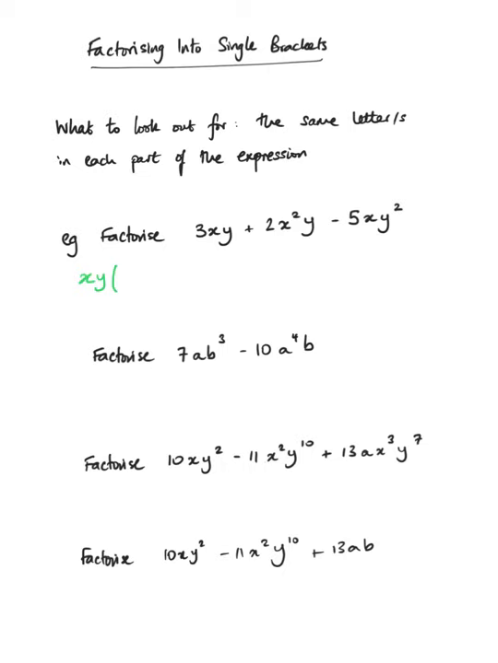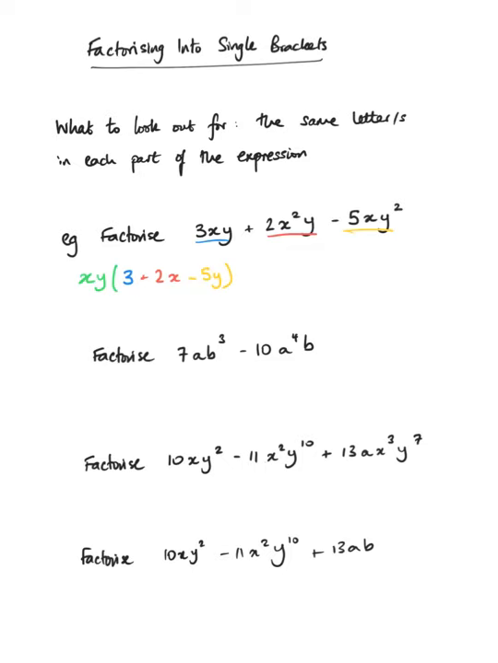Then after I've done that for every letter that I might need to do it for, I'll open the bracket. Now the first thing I want to do here is think about how do I get from xy, because that's what's outside my bracket, to 3xy. So that's just going to be multiplied by 3, because 3 times xy is 3xy. Then I'm going to look at this part. How do I get from xy to 2x squared y? So that's going to be plus 2x. And then do the same for this last part here. How do I get from xy to minus 5xy squared? That's minus 5y.